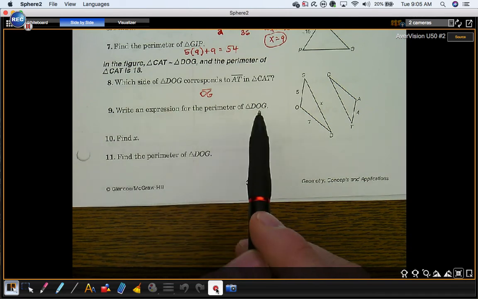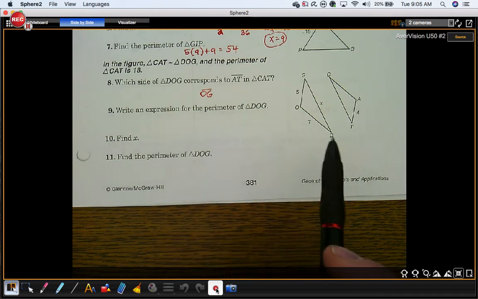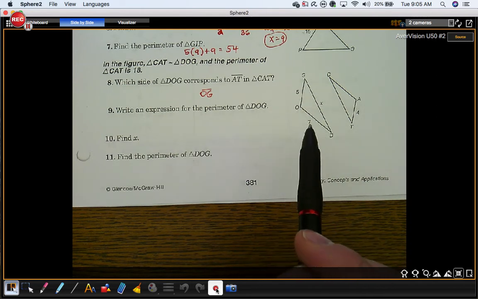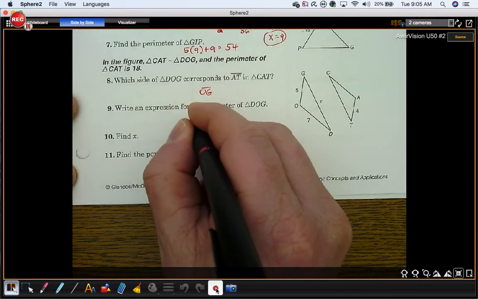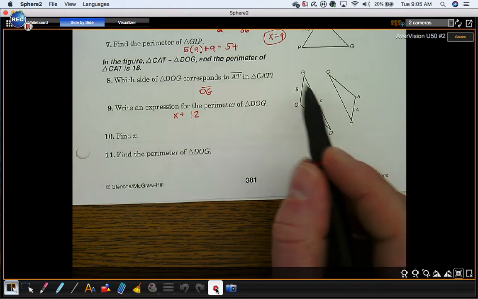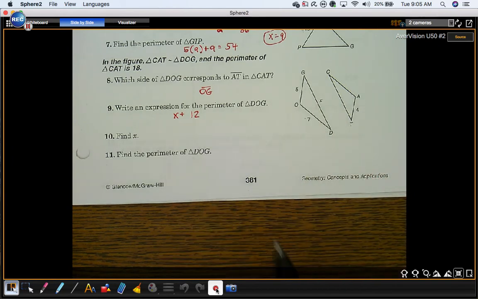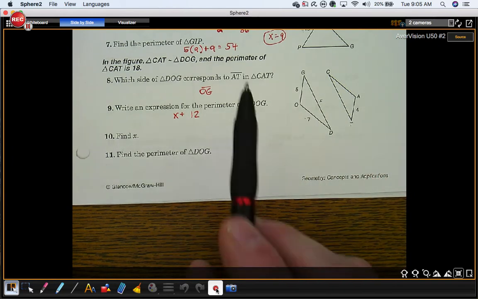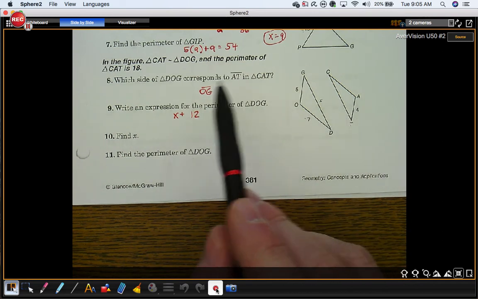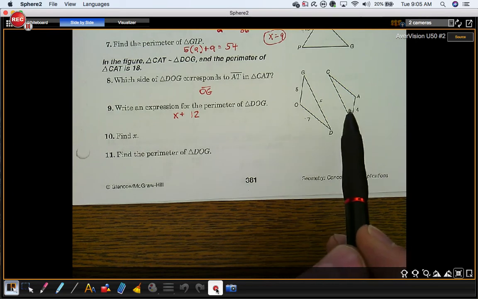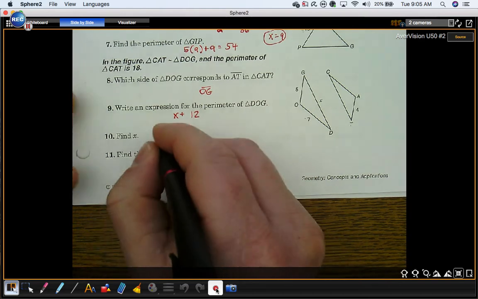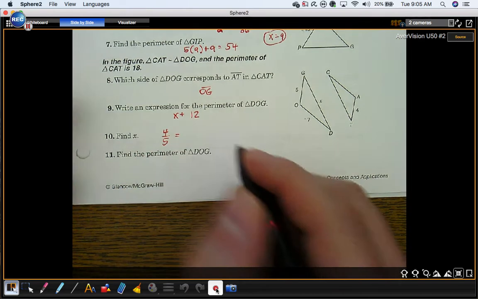Write an expression for the perimeter of triangle DOG. So it would be 5 plus 7 plus X. So I'll just write it as X plus 12. X plus 5 plus 7 is X plus 12. Let's figure out what X is. We know segment AT has a length of 4. That's why they ask us this question in number 8. That goes with segment OG. 4 goes with 5. So that's your scale factor. That's also the ratio of your perimeters.